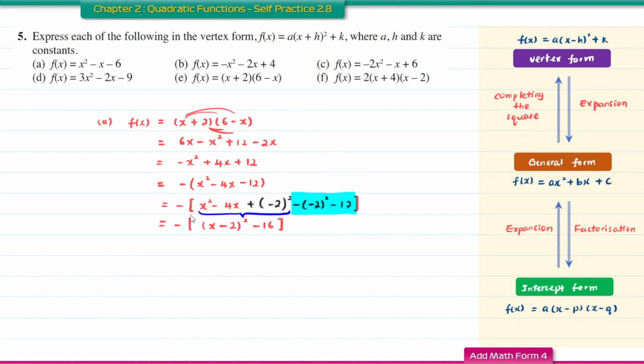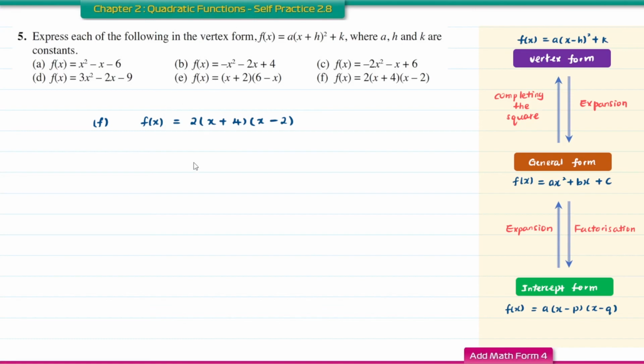Then we're going to expand this. So you're going to get minus x minus 2 squared plus 16. So this is the vertex form for E.